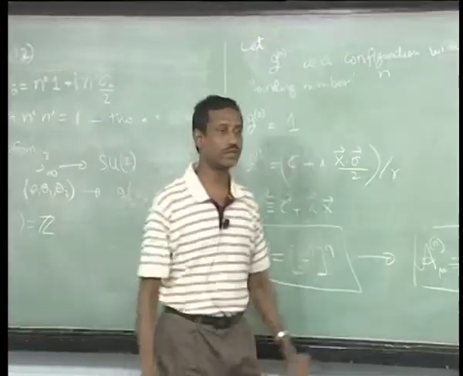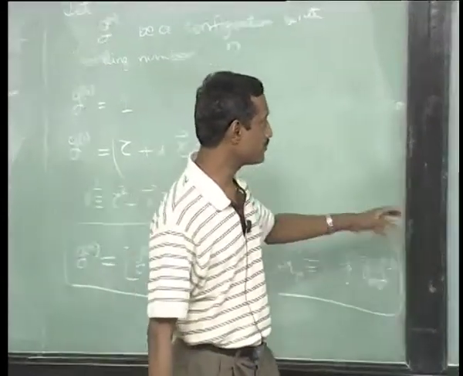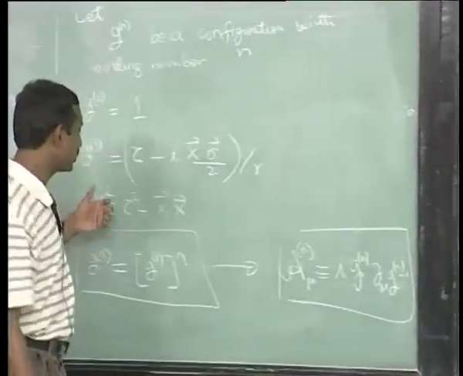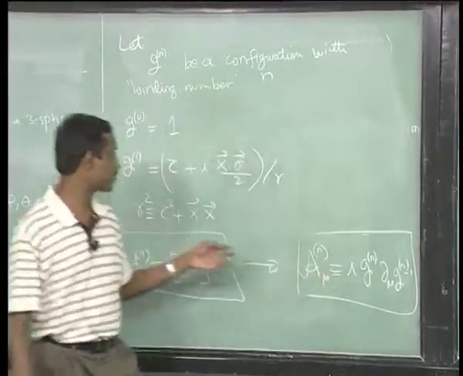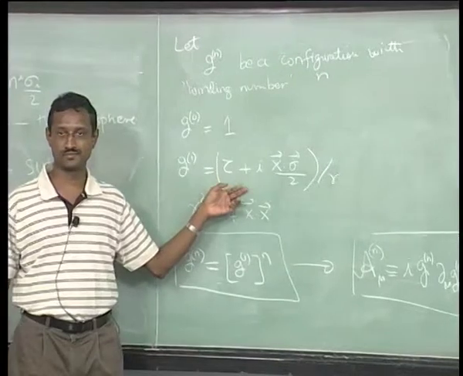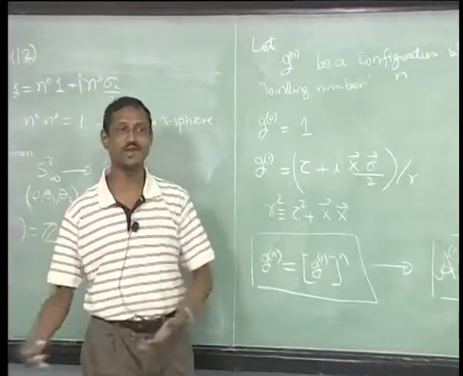Okay. So, I stop here and we continue next lecture, and next lecture we will see how to realize an explicit configuration which has this asymptotics. Okay. There is a very simple ansatz and you get a very simple solution.